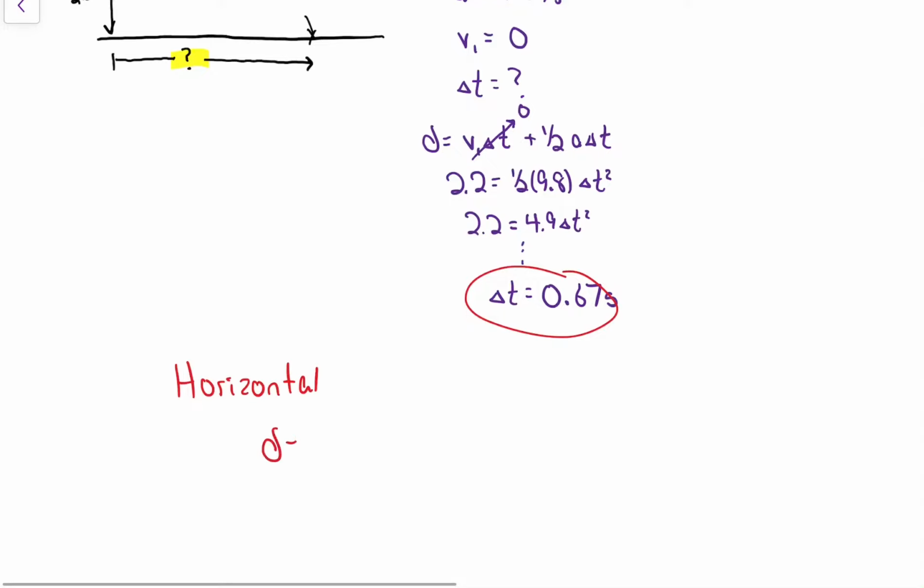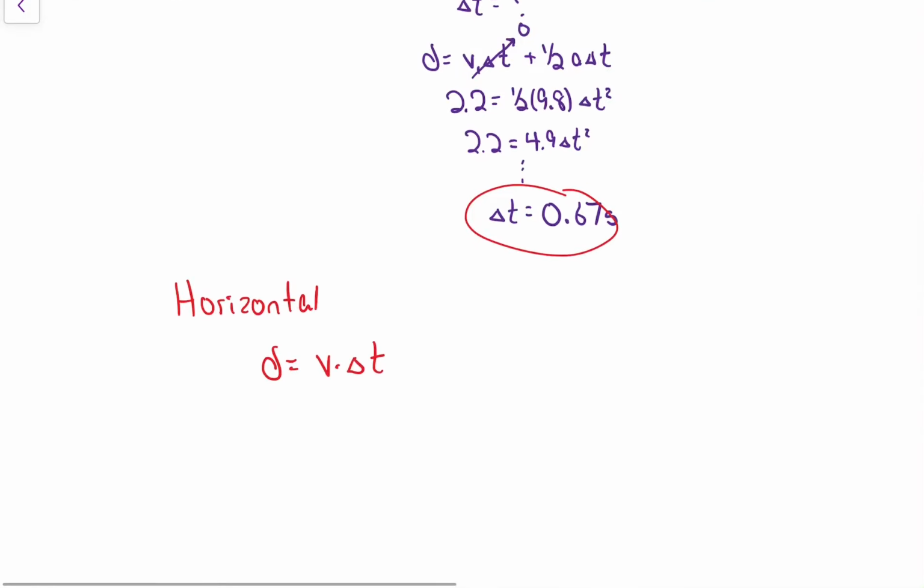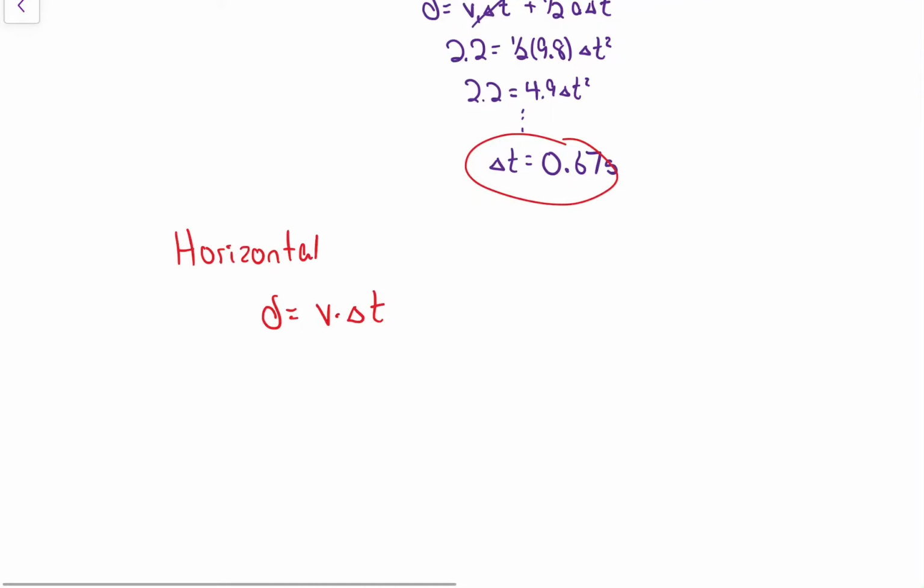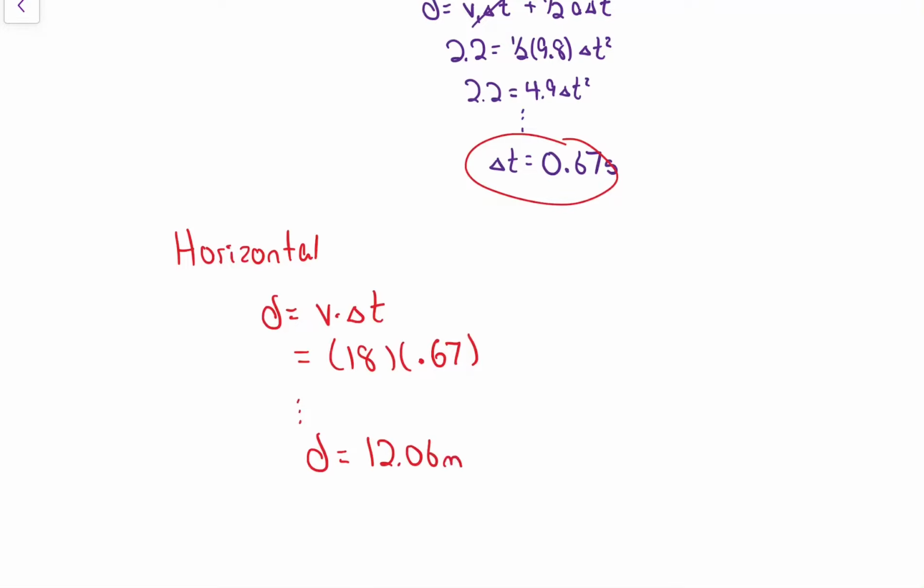we only have one equation for the horizontal, just d equals v times t. In this case, we're solving for the d, so I'm going to write it that way. The volleyball, it says it was hit at 18. The first part, we figured out it's in the air for 0.67. 0.67 is pretty close to 2/3. 2/3 of 18 is 12. If you do the math with your calculator, we'll get 12.06 meters within rounding. So this volleyball is going to land 12.06 meters away.